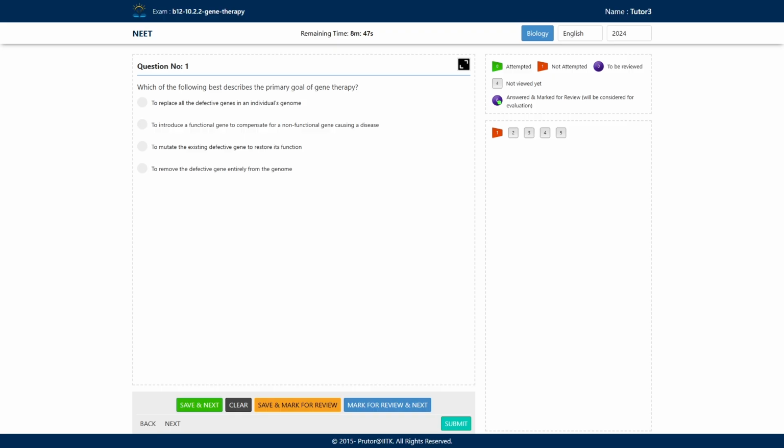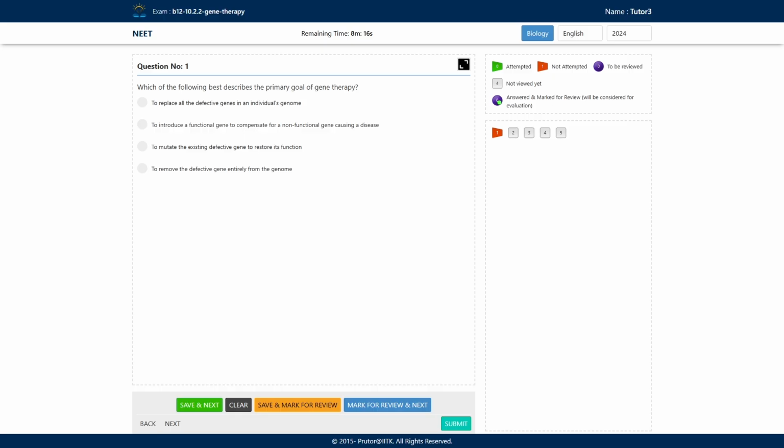To replace all the defective genes in an individual's genome. So can we replace all those defective genes in an individual's genome? Second, to introduce a functional gene to compensate for a non-functional gene causing a disease. Then third, to mutate the existing defective gene to restore its function. Or fourth, to remove the defective gene entirely from the genome.